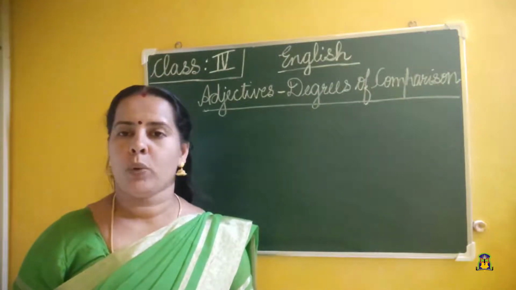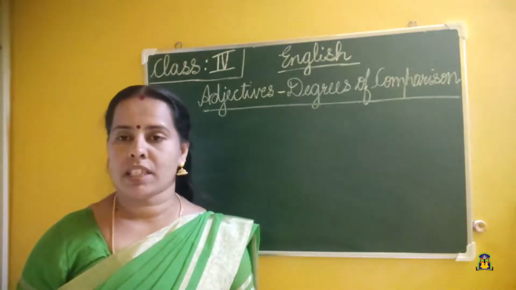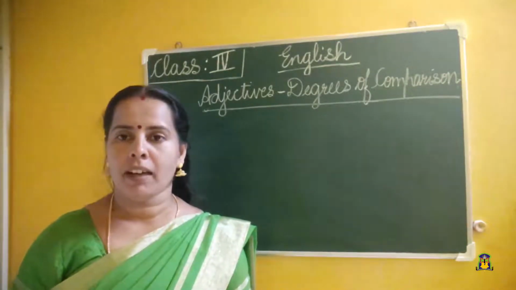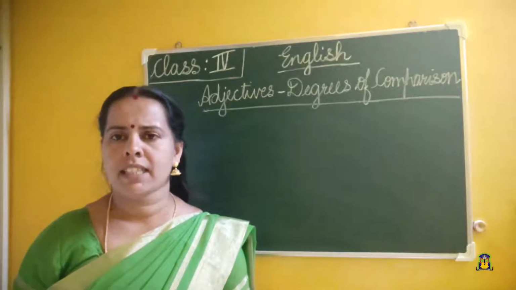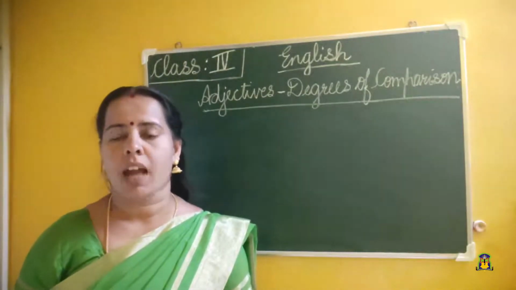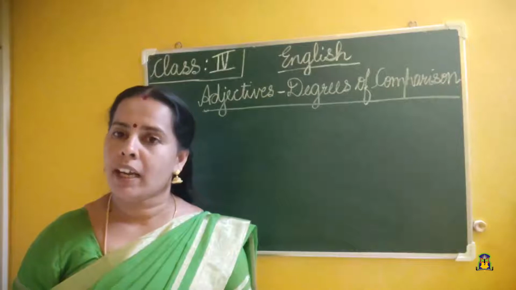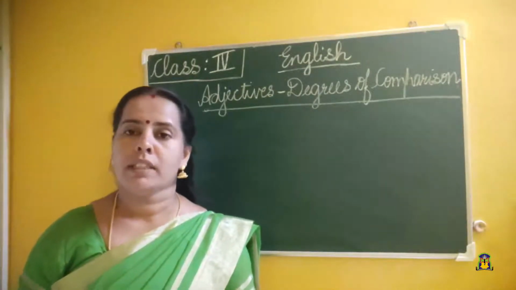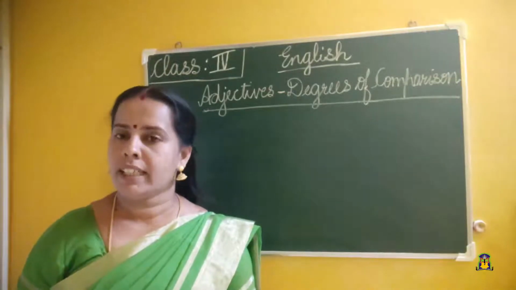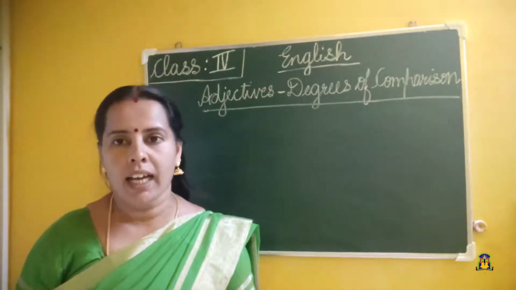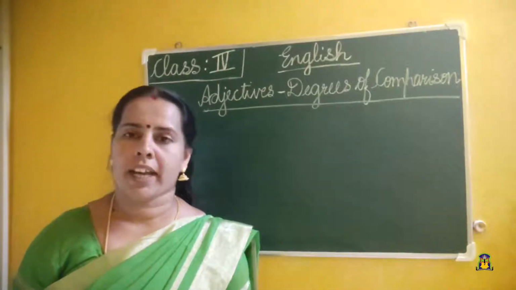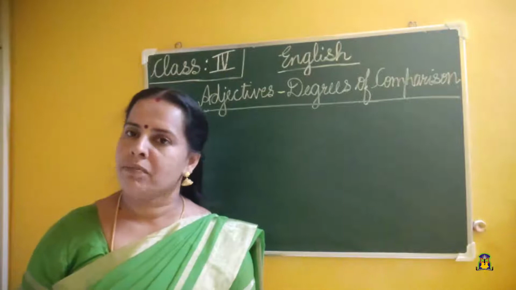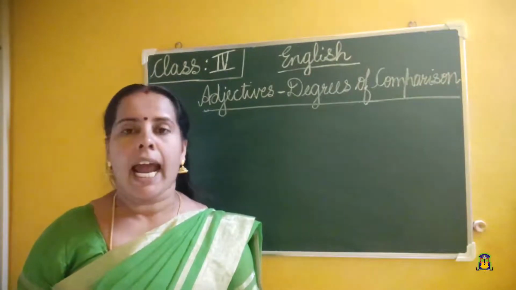Last class we discussed adjectives, degrees of comparison. Do you remember? What are adjectives? Adjectives are describing words. They tell us more about nouns. They describe color, number, shape, size or special quality. Studied all this, isn't it?